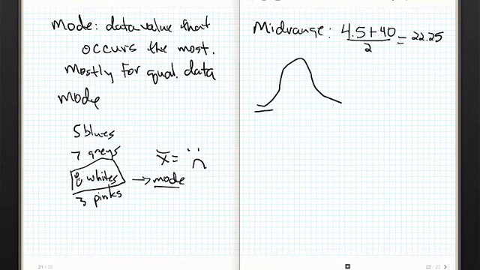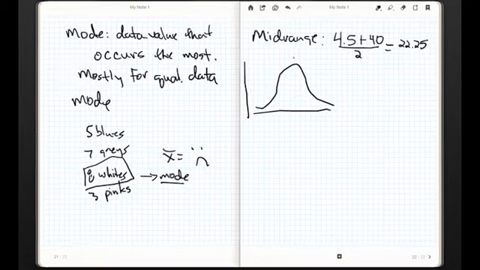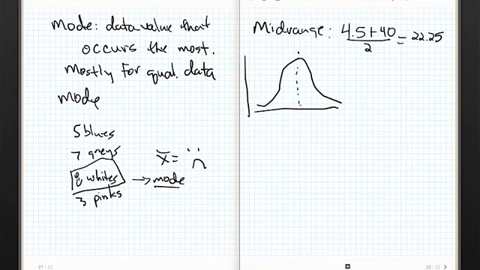Let's talk about one like this. So this is going to be basically a histogram, just a really smooth histogram. It's pretty easy to determine just by looking at the distribution where the mean, the median, and the mode are going to live. Well, the mode's the easiest because it's going to live at the highest value. So we know for sure that the mode's going to be there.